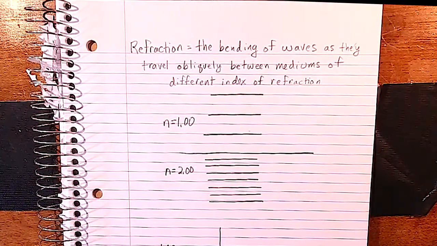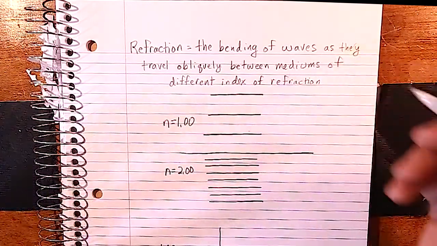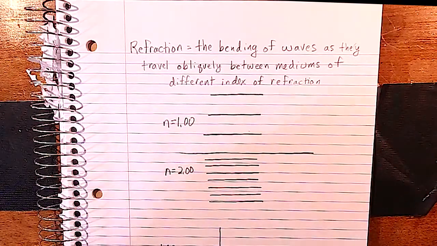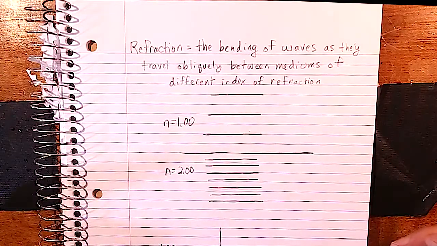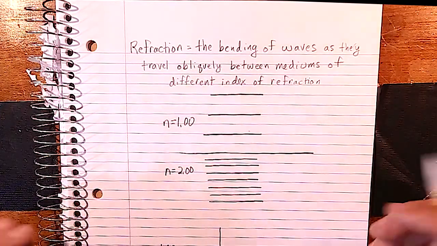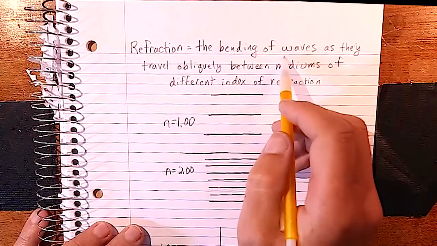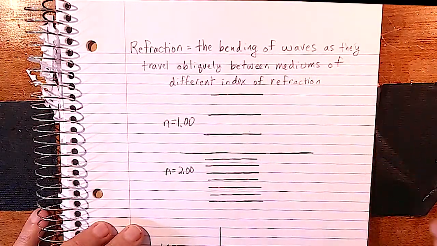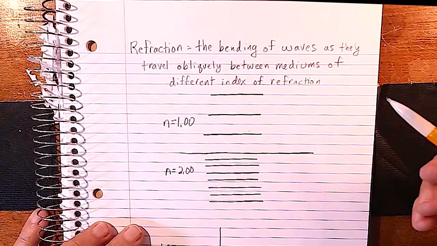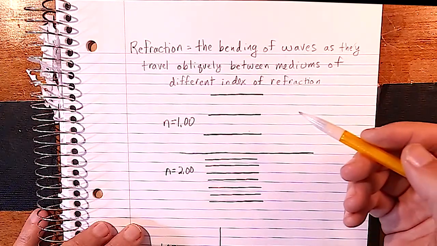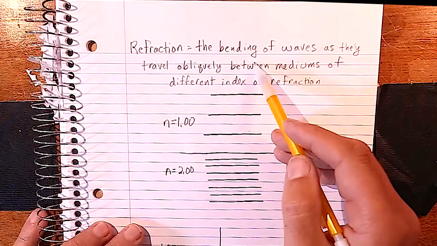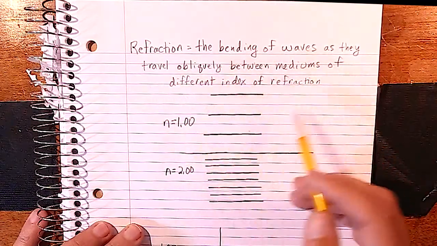Refraction is a phenomenon where light bends, or any wave for that matter, so it could be sound, as the wave travels into a new medium of different index of refraction. Okay, this also has to happen obliquely. So let's break this down more specifically. Refraction is bending of waves. Now, there are other phenomena that can make waves bend, so you have to be very, very careful, because refraction is bending when these other conditions are met.